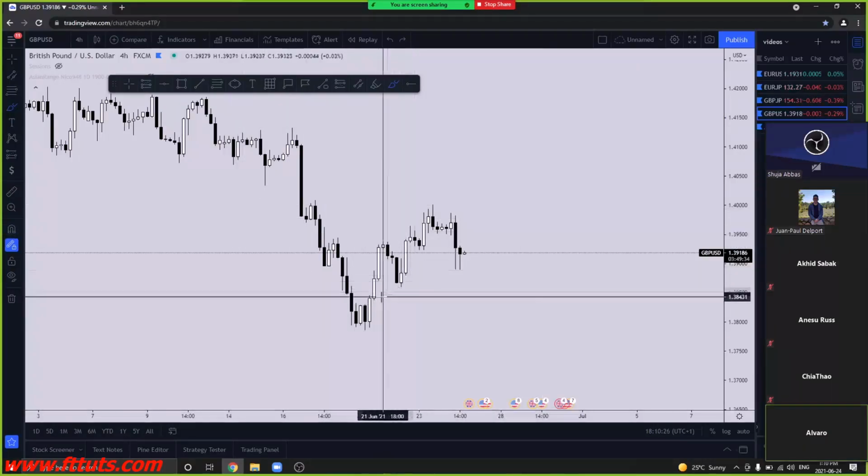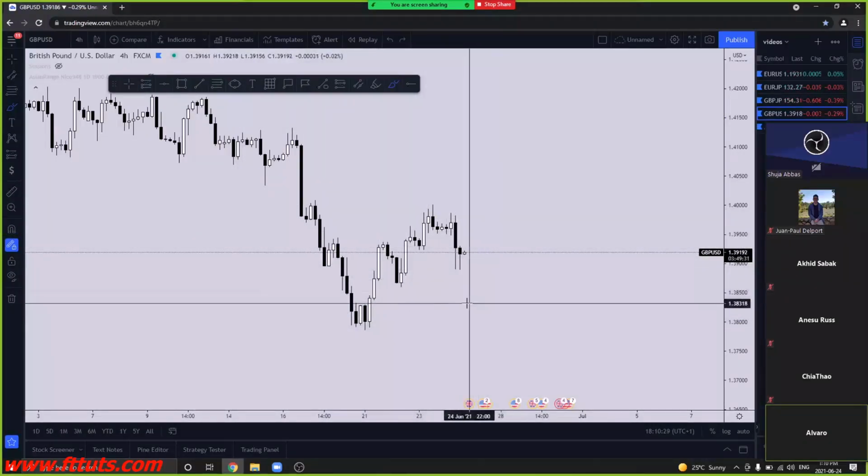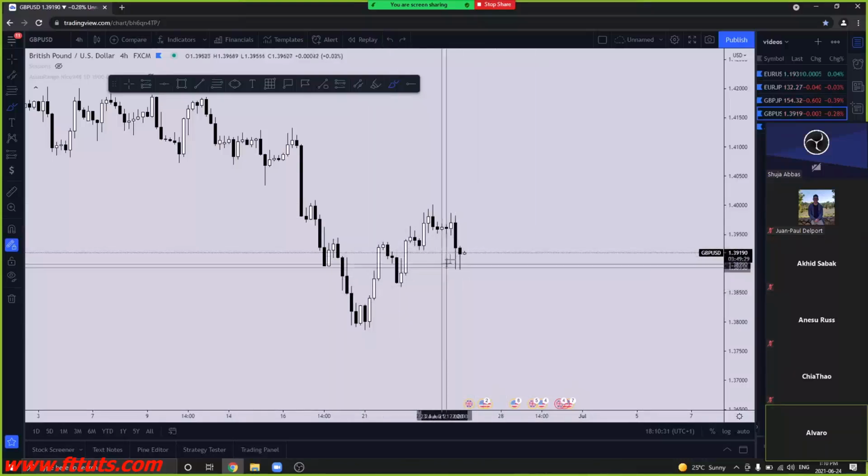So just because price didn't come back to this IC right away, that doesn't mean it's not valid anymore. It just means you have to be patient.